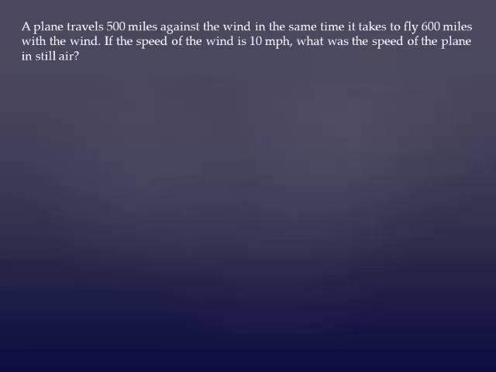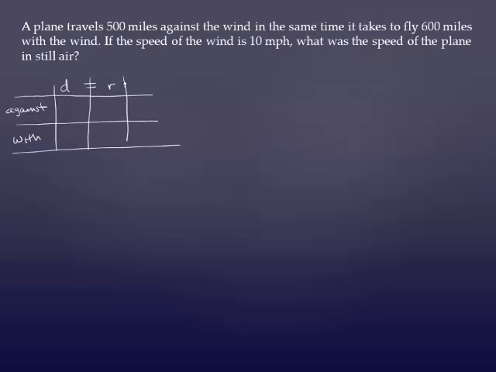Okay, let's try this one. Again, you want to draw a table, and you want an against the wind or current and with the wind or current, distance equals rate times time. Go ahead and set this up and try to solve the problem on your own. And then when you're finished, come back and unpause the video and see how you did.